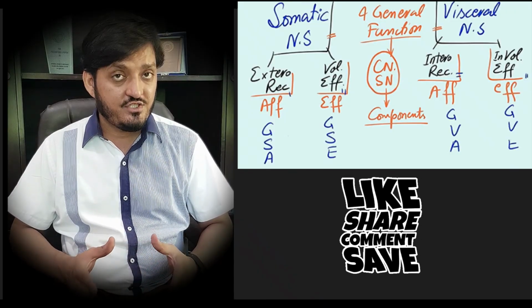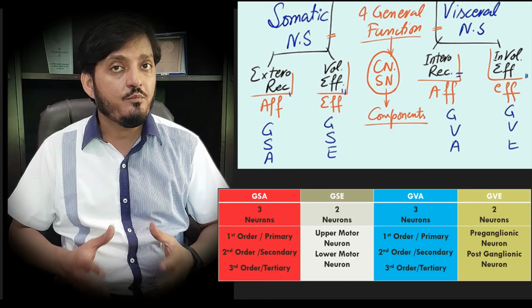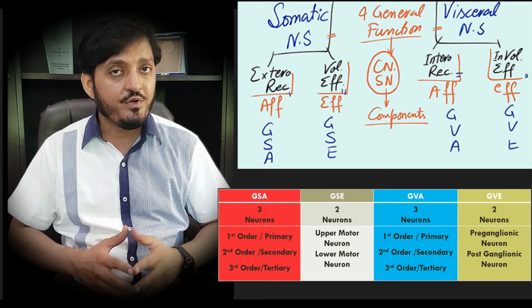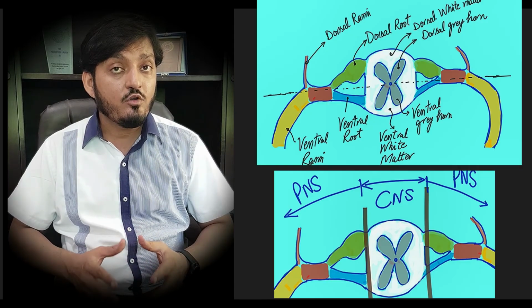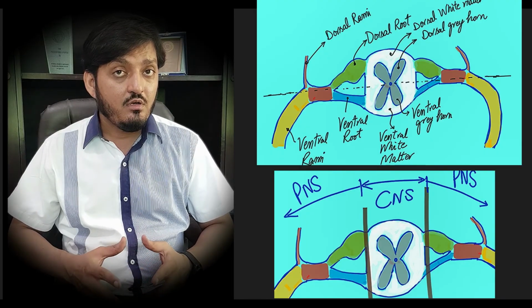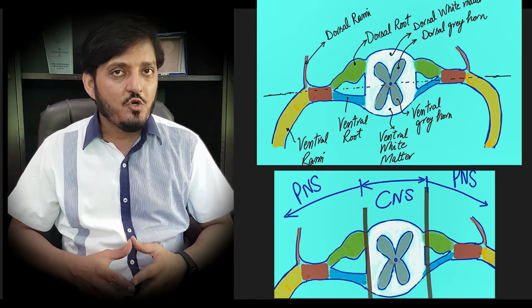spinal nerve components, how these components are named, what is the composition of these spinal nerve components, what are the neurons that perform these functions, and I will also brief you about the basic structure of the spinal cord, because that is very important in understanding the course of the neurons that form these spinal nerve components. So let's start our lecture now.